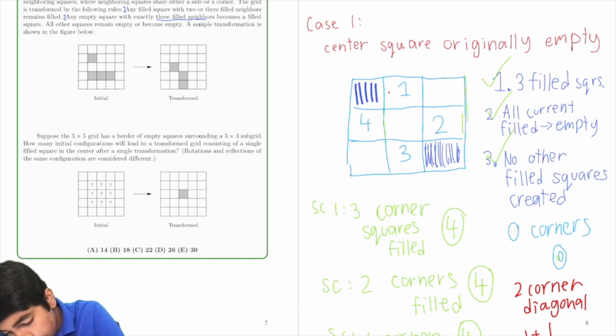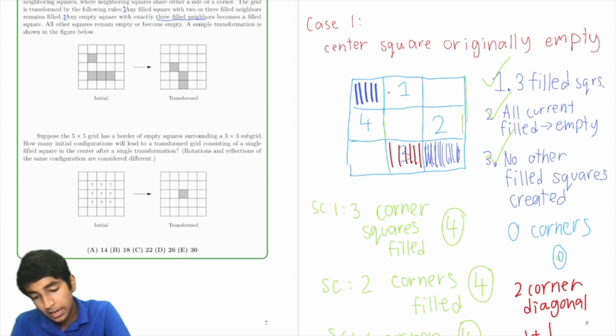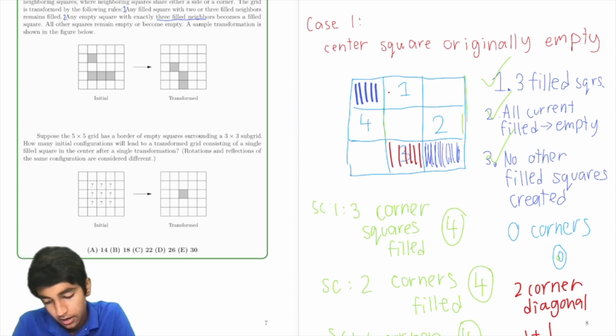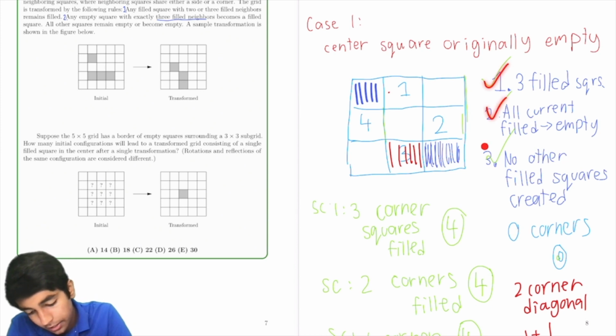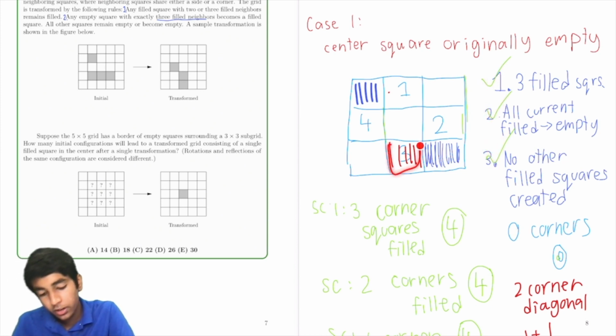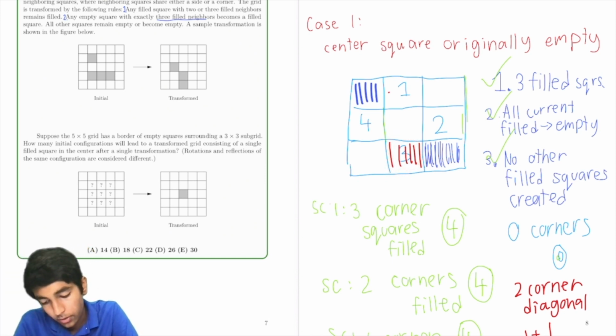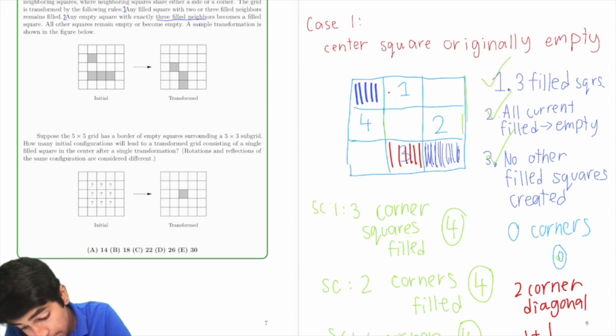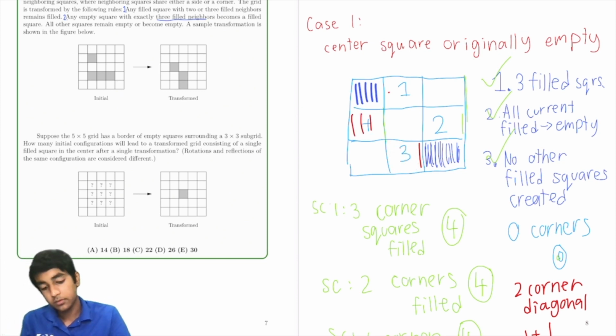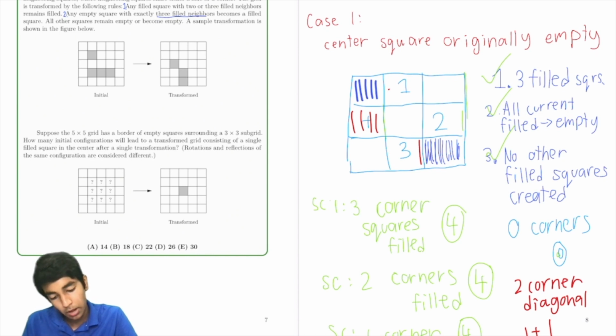If the filled square is right here at 3, then it's the same kind of thing. All 3 conditions are satisfied. There's no other filled squares created. All current squares, none of them have 2 neighbors or 3 neighbors. And there's 3 filled squares. And as you guessed it, the same thing is true at 4. 1 plus 1 plus 1 plus 1, or just 4 ways.